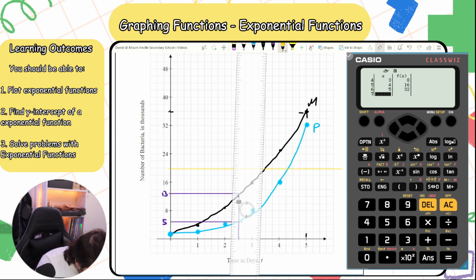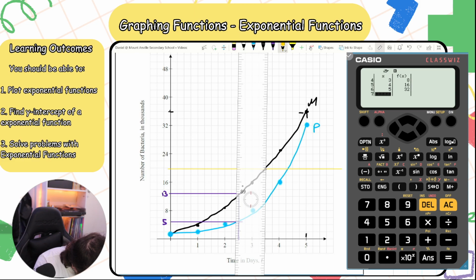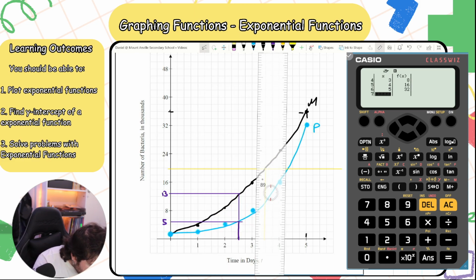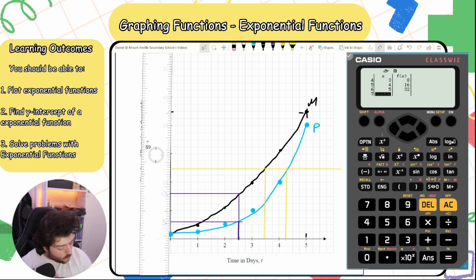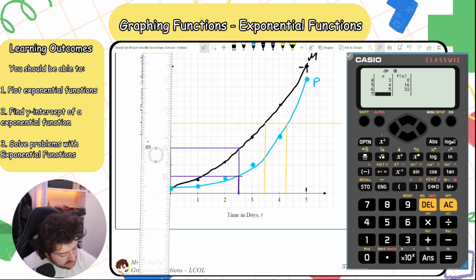So it intersects with Marie's at 3.5 days, and it intersects with Paul's after 4.25 days.